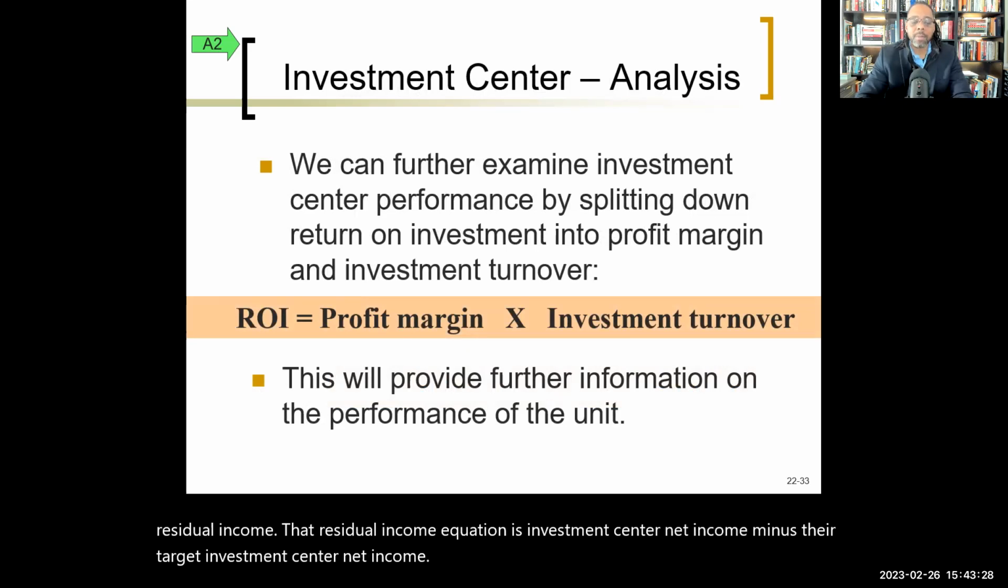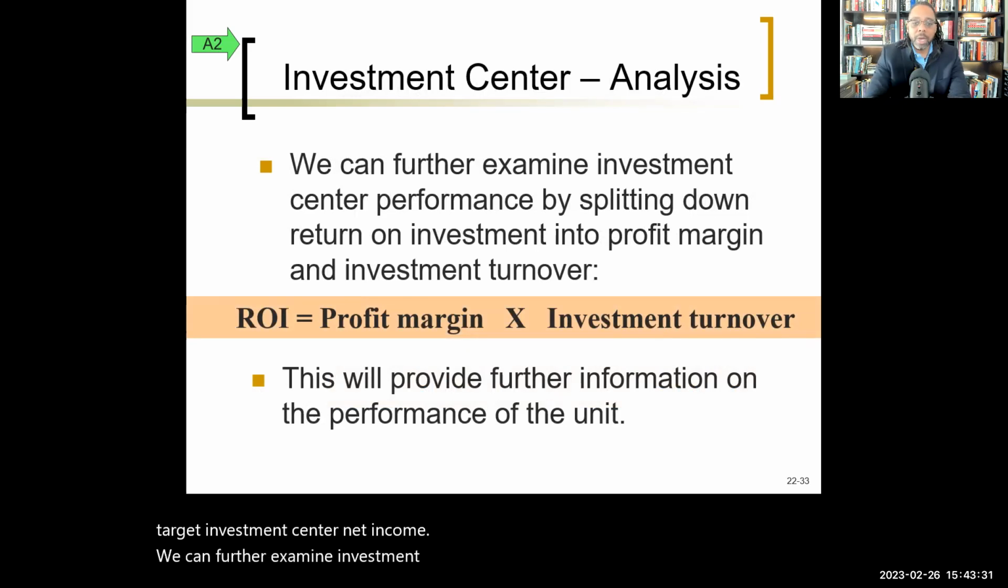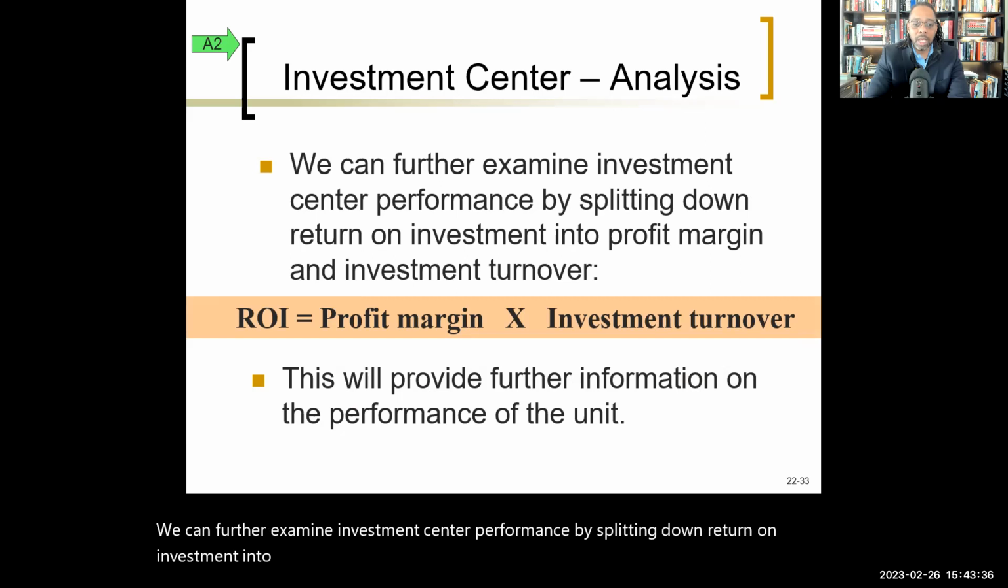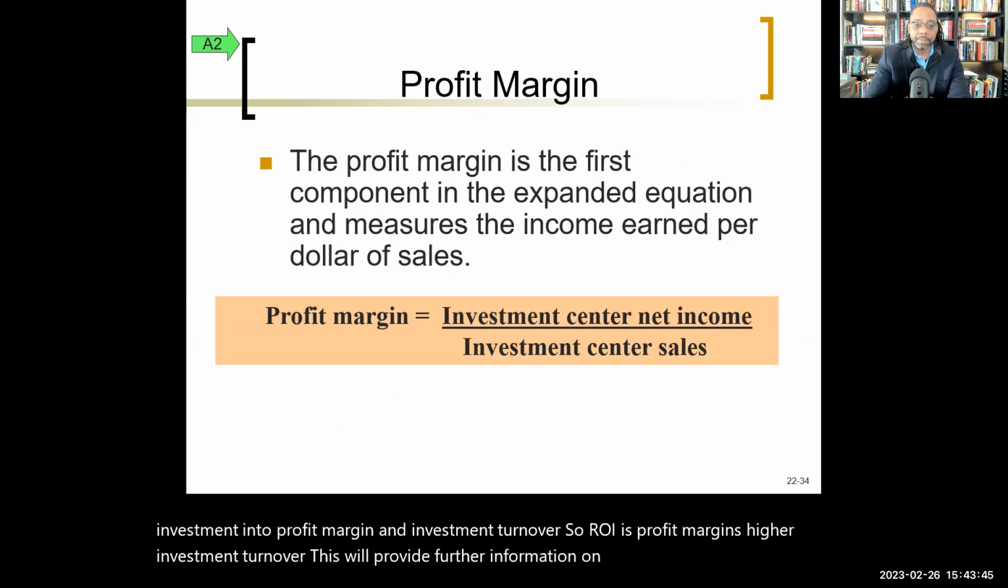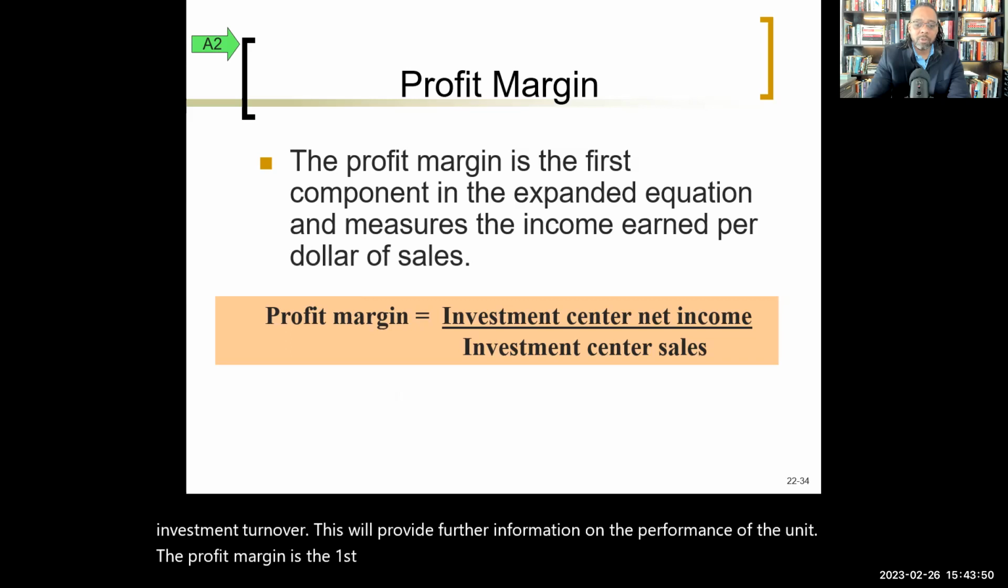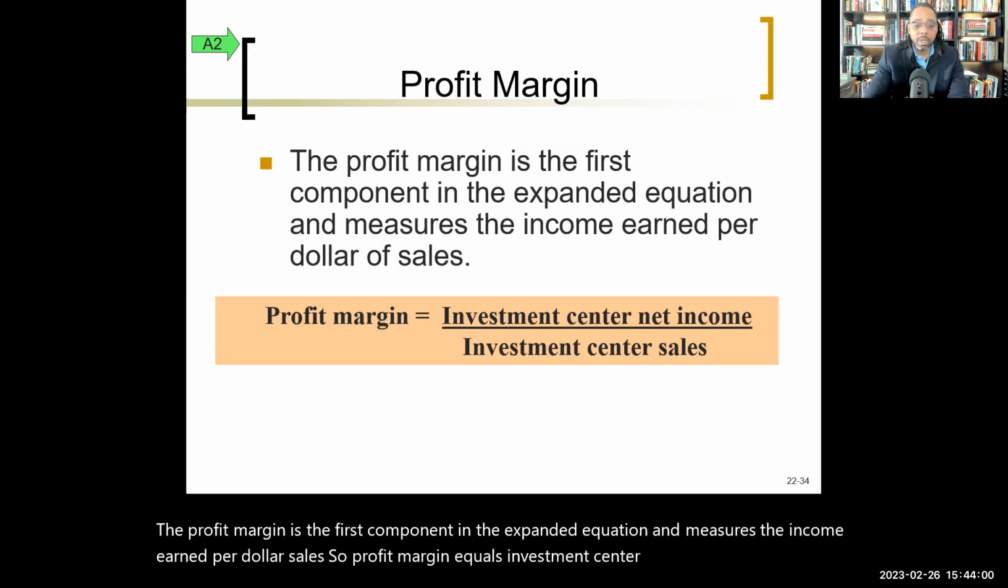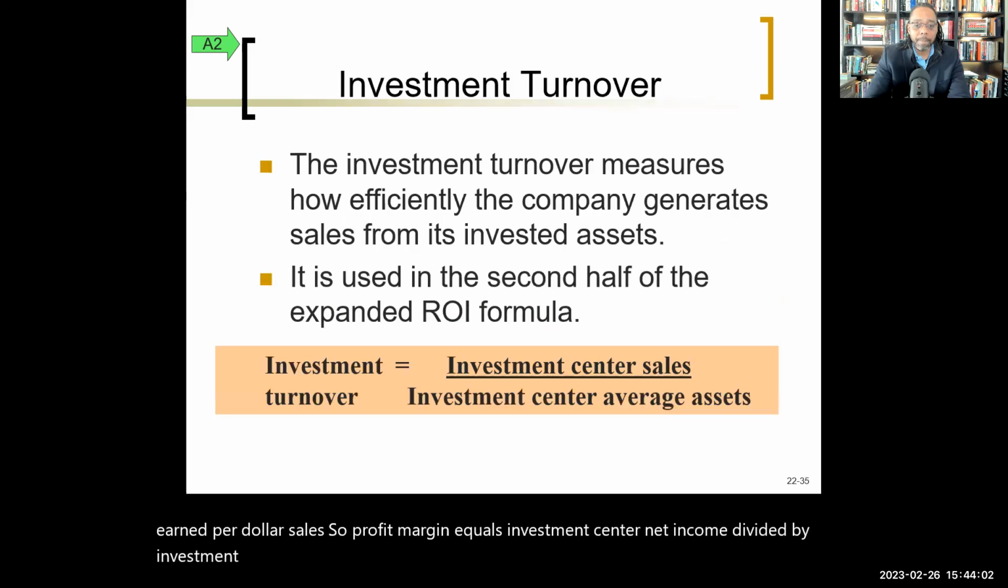We can further examine investment center performance by splitting down return on investment into profit margin and investment turnover. So ROI equals profit margin times investment turnover. This will provide further information on the performance of the unit. The profit margin is the first component in the expanded equation and measures the income earned per dollar of sales. So profit margin equals investment center net income divided by investment center sales.